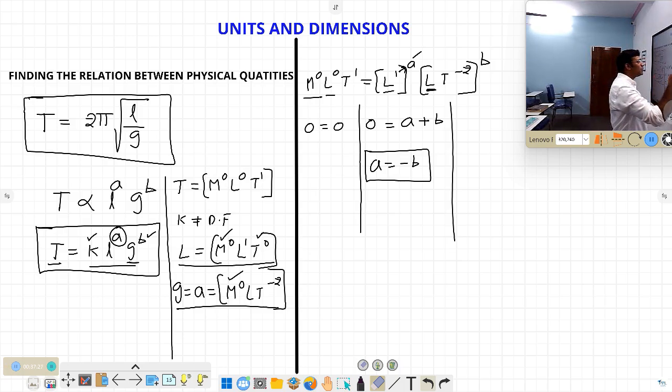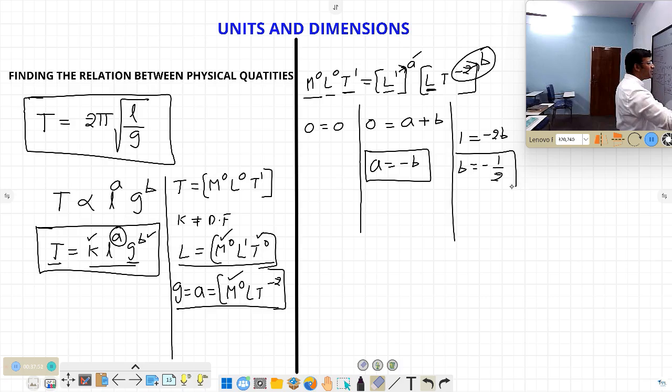Next, what is the b value? To find that one, go to the third one. What is third? Take the dimension of time, T, on the left side, that is equal to 1, the power is 1. On the right side, T power is raised by how much? That is minus 2 into b, that is nothing but minus 2b. From this, what can I write for the b value? Minus 1 by 2. So you got the b value.